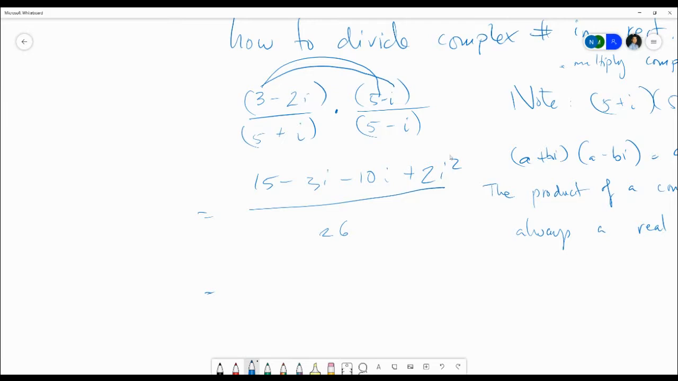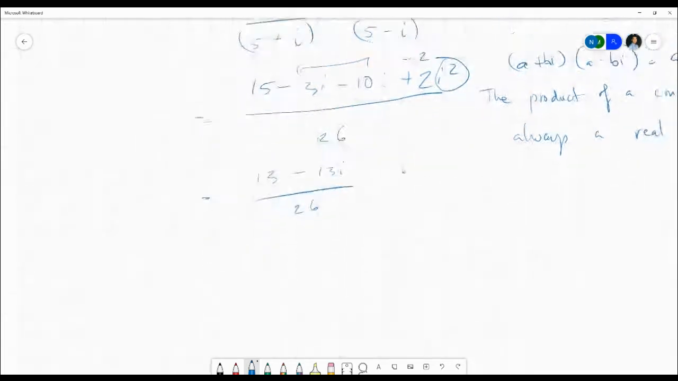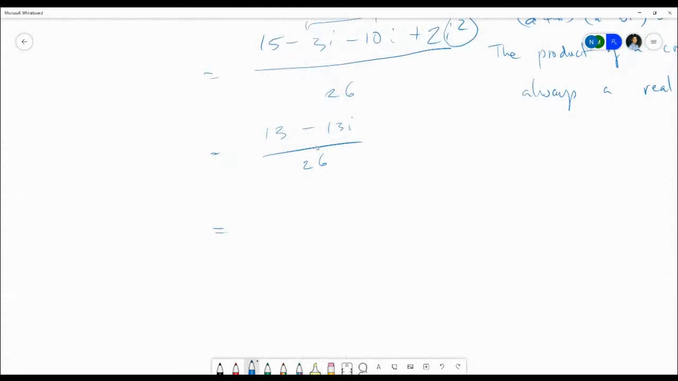So let's simplify this. i squared gives me -2 and 15 gives me 13. These two give me also -13i over 26. But we are not done here, okay? We need to rewrite this in the form of a + bi, so we can identify what is a and what is b. So we need to divide this and separate it out. 13 over 26, that's 1/2, minus 1/2 i. So my a here is 1/2, my b here is -1/2. And there we go. We just divided a complex number.